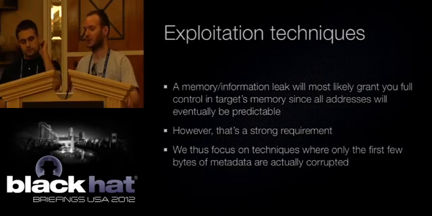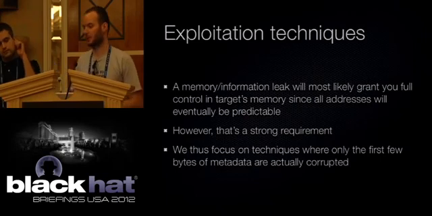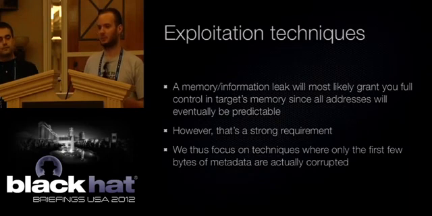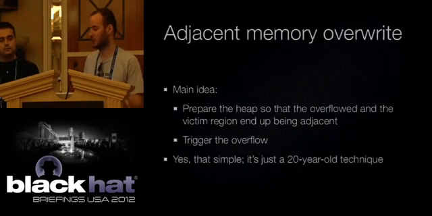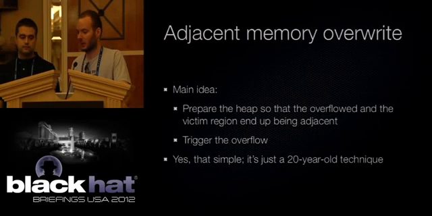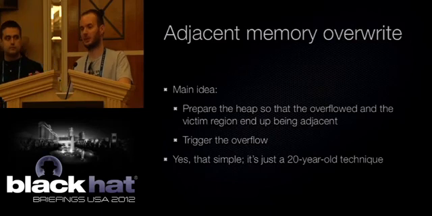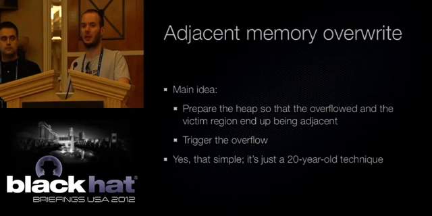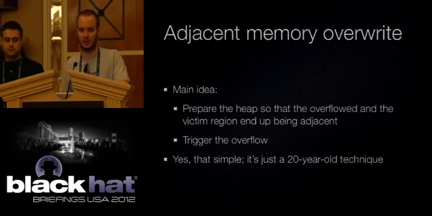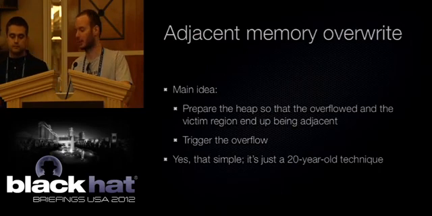So here's the first technique, the adjacent memory overwrite technique. The main idea is actually pretty simple. It has been used for at least 20 years or more probably. The attacker just prepares the heap so that the overflown region and the victim region border each other, and triggers the overflow in hope that he overwrites a structure, for example, that contains a function pointer or anything useful.